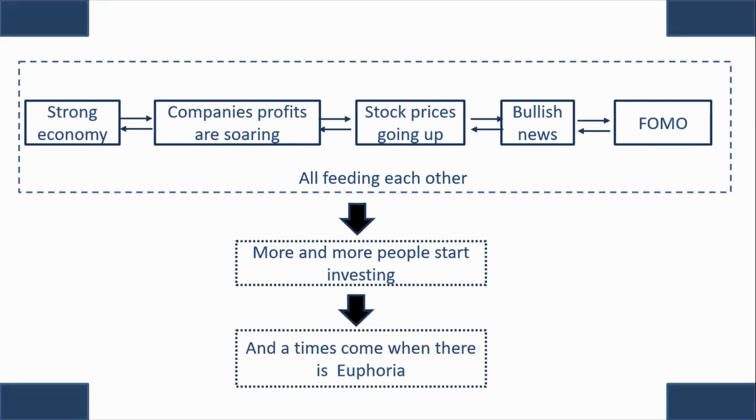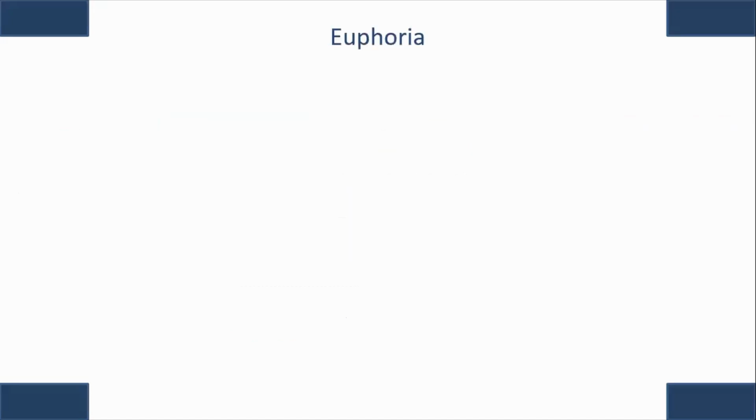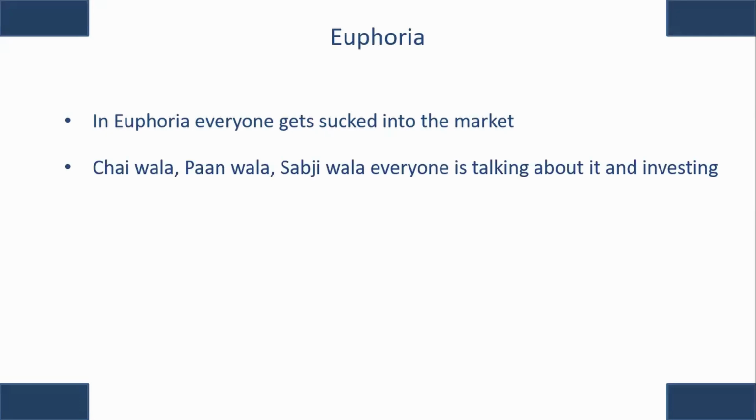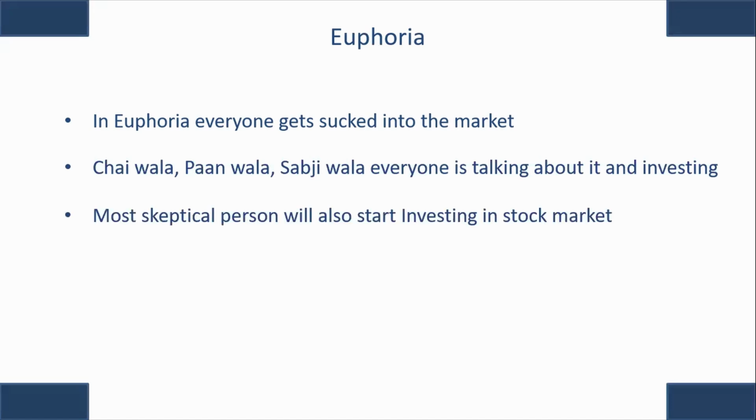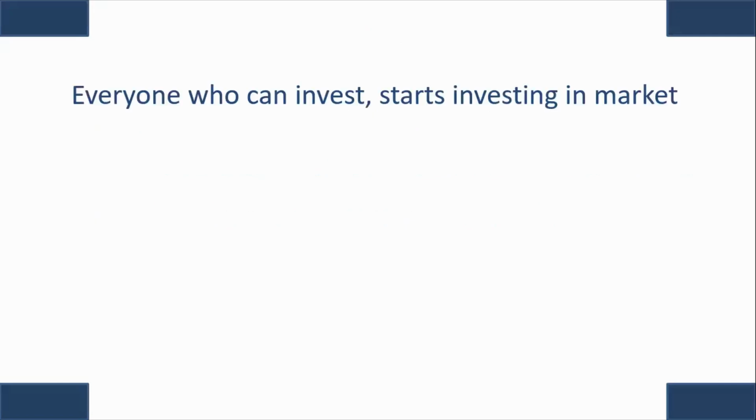And a time comes when there is euphoria in the market. Okay. Euphoria, what happens in euphoria is that everyone gets sucked into the market. It's like a fire in the jungle. So a time comes when chai wala, pan wala, sabji wala, everyone is talking about the stock market and they are also investing there. You will see that even the most skeptical person will start investing in the stock market. And everyone who can invest starts investing in the market at the peak of the market.